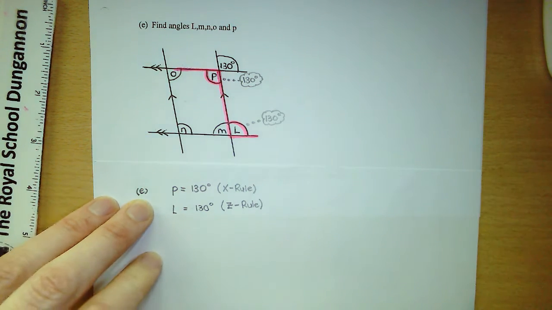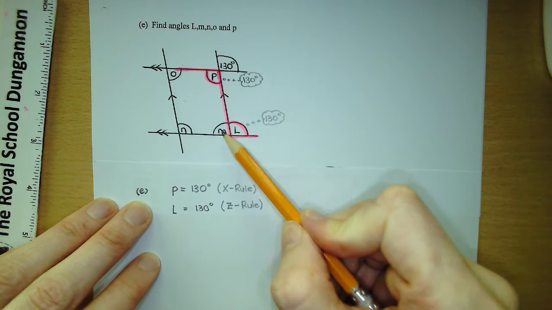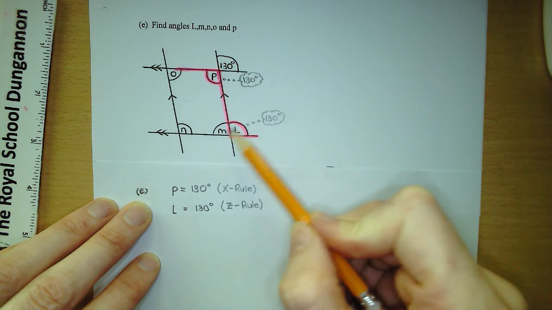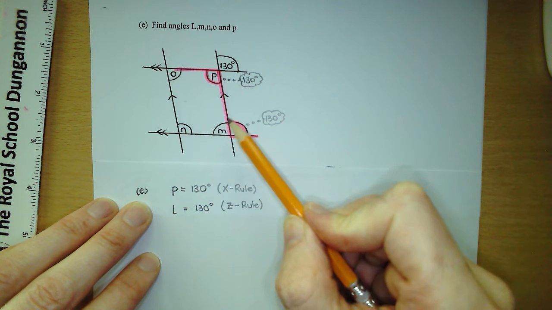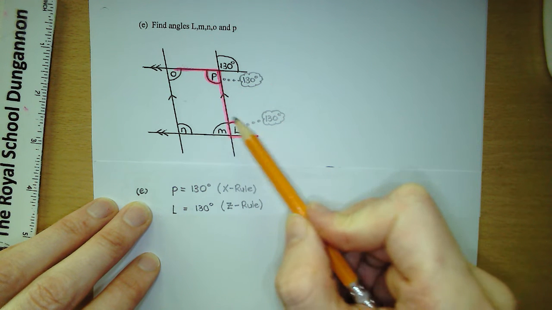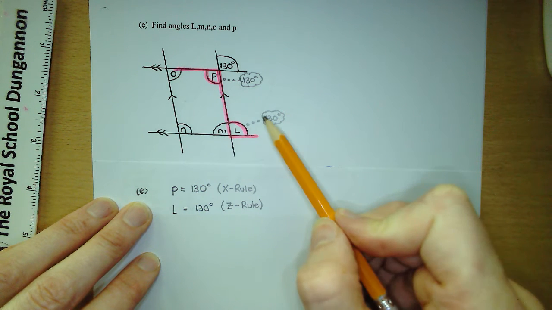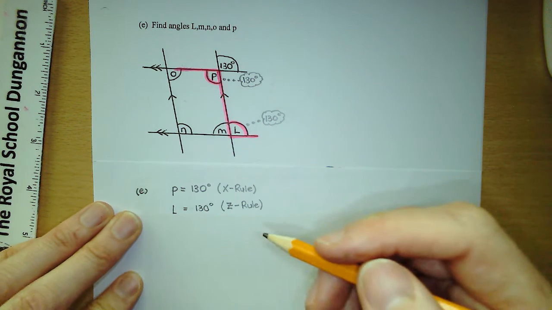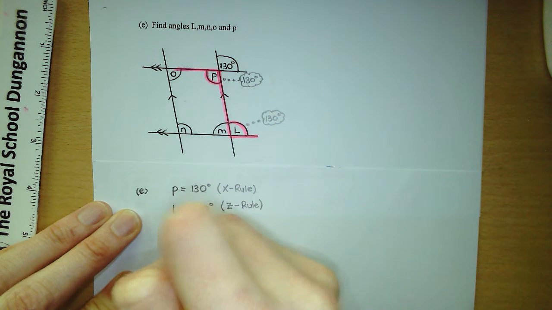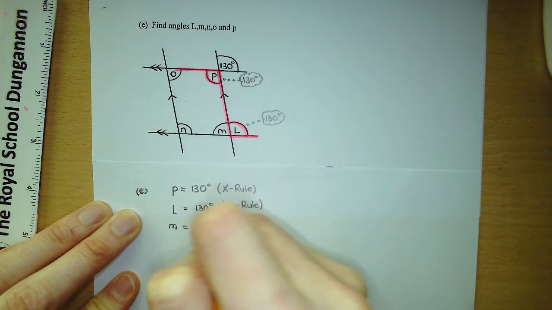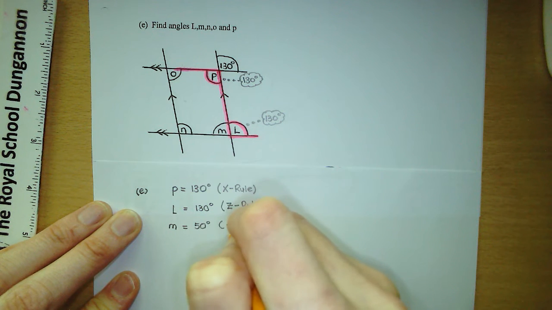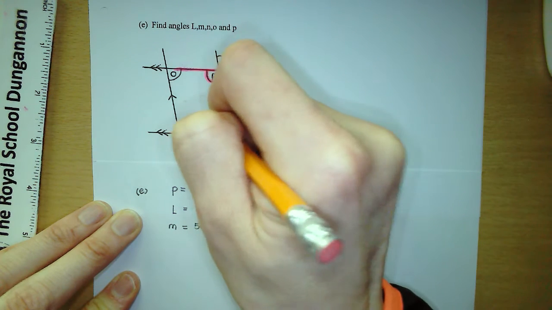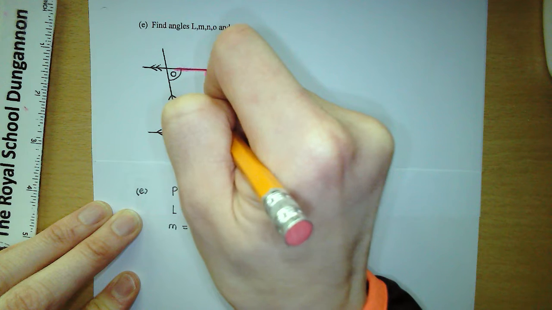Okay, the next plan, well, we could get M straight away because M and L are supplementary angles or angles on a straight line because they lie beside each other and they cover a total angle of 180 degrees. So to get angle M, we're going to subtract 130 from 180, and that's just going to leave us with 50. So angle M is 50 degrees because of angles on a straight line, ASL. And then pencil it in.